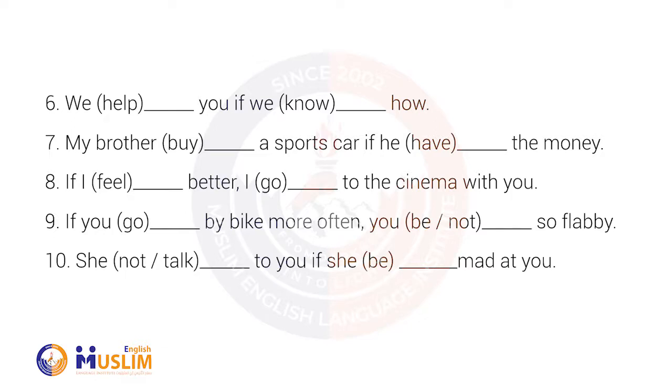Number 8. If I felt better, I could go to the cinema with you. Number 9. If you went by bike more often, you would not be so flabby. And number 10, she could not talk to you if she were mad at you.